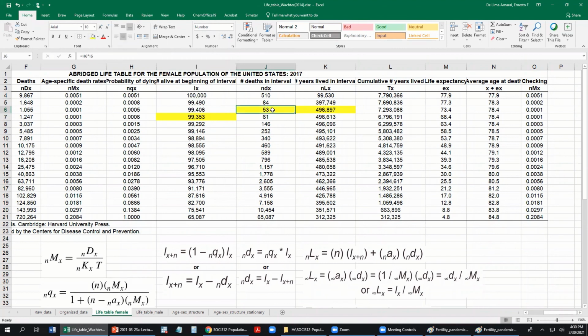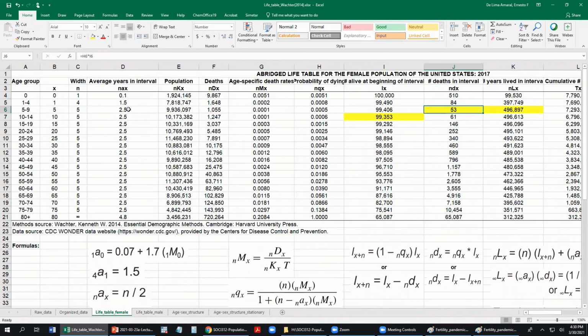These people died. How many years on average do they live? 2.5, right? So these people here, 53, lived on average 2.5 years. 53 times 2.5, they will contribute to this term here. These guys survived to the next one, so they lived 5 years in the previous one. 5 times this, they will be added here. So that's the formula: the n times the next ones that survived the previous, plus the D times the ones who died here.